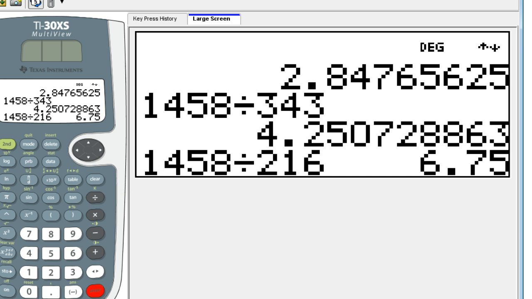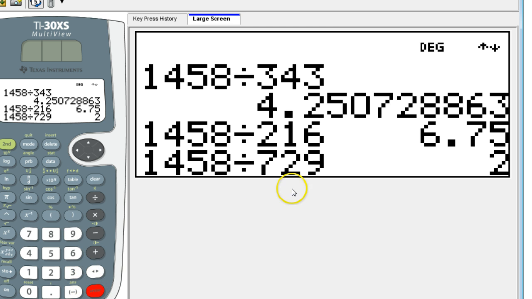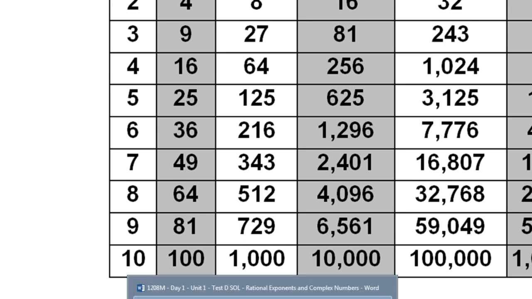All right. Did you not try 729? 729. Nah, I shouldn't skip 729. Yeah, 729. I shouldn't have skipped it. All right, 729 is the perfect cube.